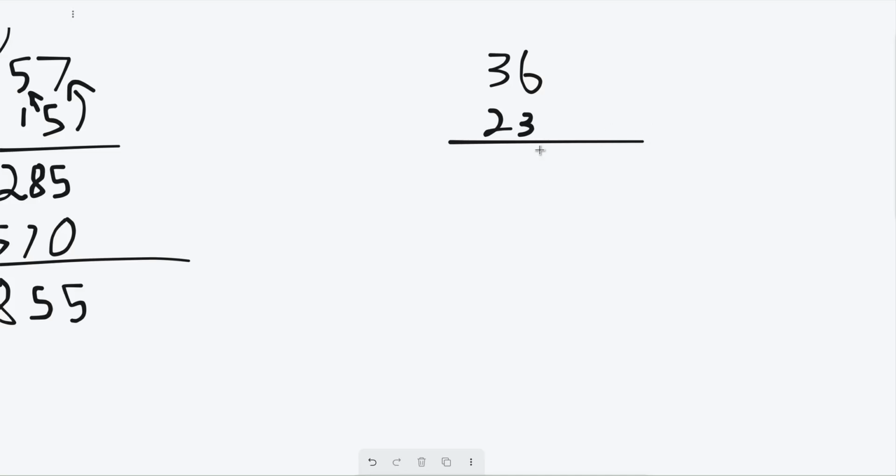Okay, so 3 times 6 is 18. We put the 8, and then we put the 1 on the side because 6 isn't the last number. So 3 times 3, 9, plus 1, 10. So we have 108 here, and then we have to go on to the 2.